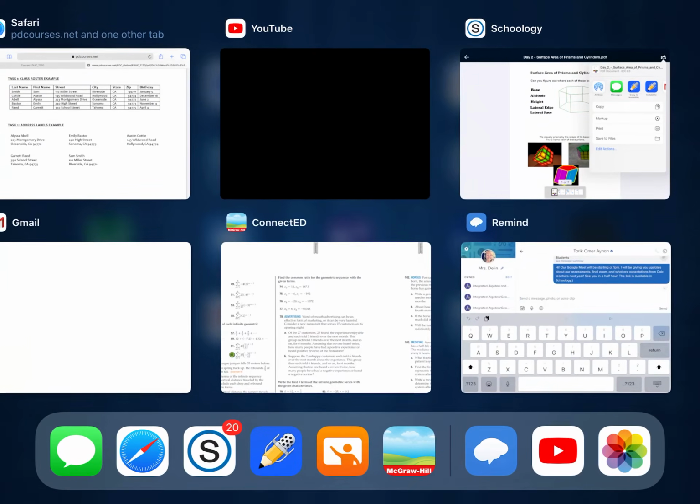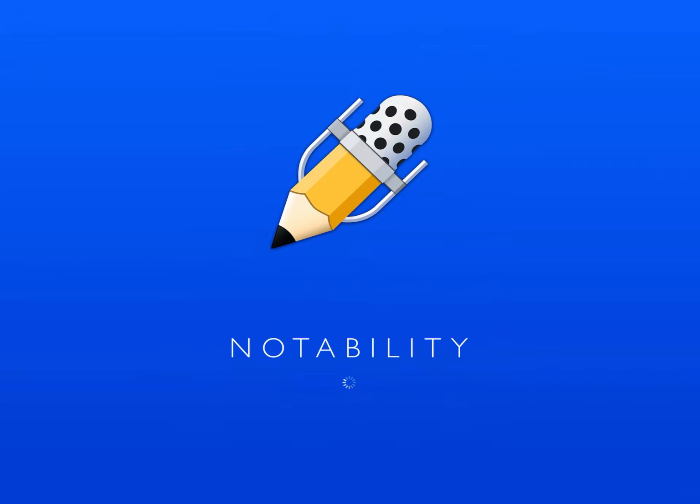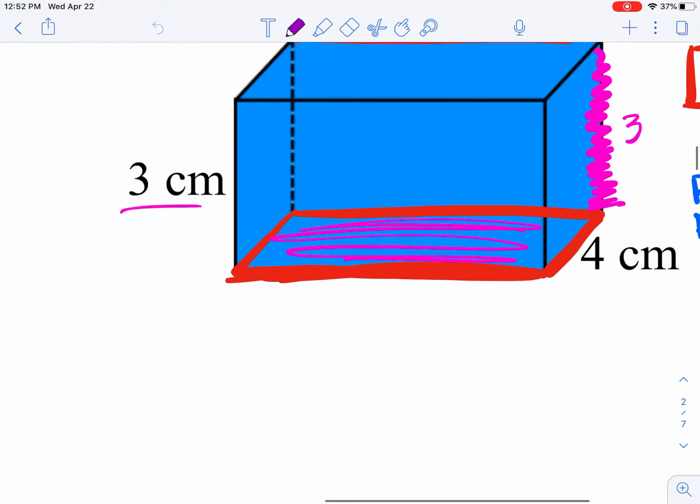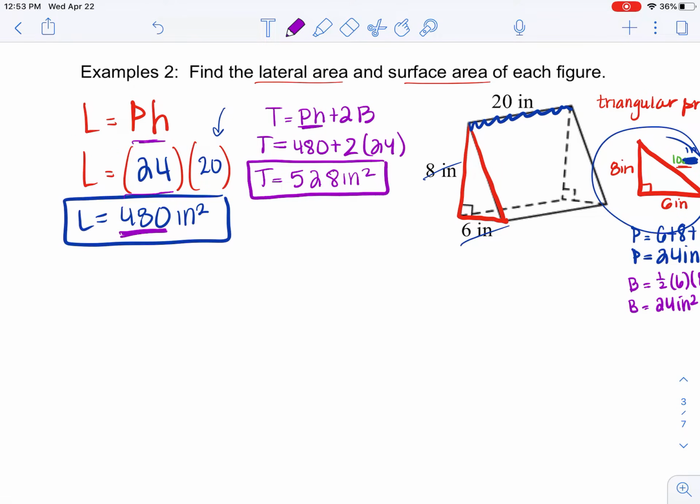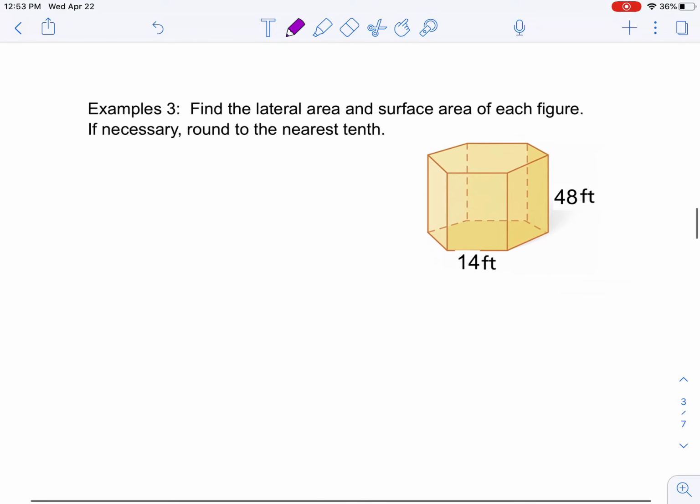And I zoomed in too close, therefore I have to exit out of it. Okay, I gotta learn my lesson here. Okay, so now I'm gonna put that number here, 24, and then put that in my calculator. 480 plus 2 times 24 is 528 inches squared. Okay. All right, next one.